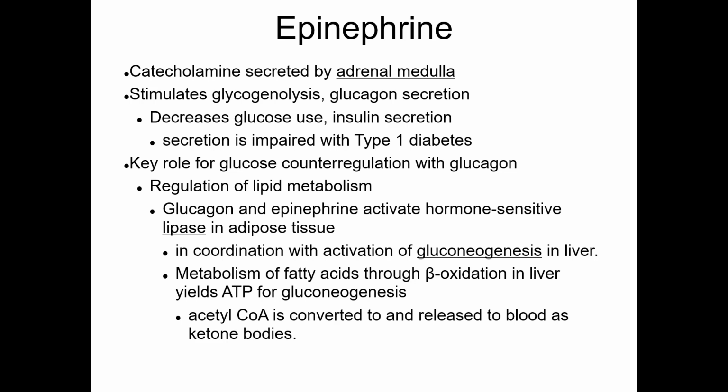Regulation of lipid metabolism: glucagon and epinephrine activate hormone-sensitive lipase in adipose tissue. In coordination with the activation of gluconeogenesis in the liver, metabolism of fatty acids through beta oxidation in the liver yields ATP for gluconeogenesis. Acetyl-CoA is converted to and released to blood as ketone bodies.